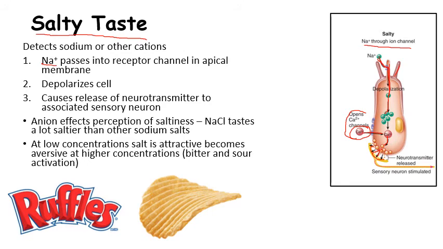Okay, with saltier foods like potato chips, more sodium is coming in, more depolarization, and more neurotransmitter is going to be released. Okay, we said some of these tastes are attractive, appetitive, or aversive. In this case, salt is attractive or appetitive, meaning you want more salt at lower concentrations. At higher concentrations, it starts getting aversive. Too salty is very aversive, meaning you don't want to eat more.